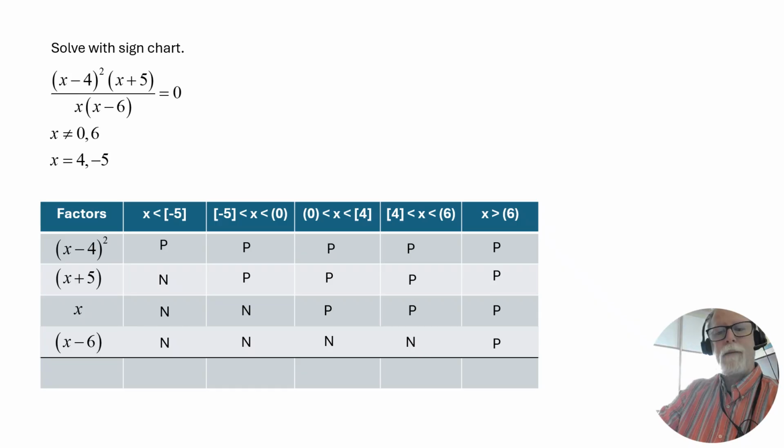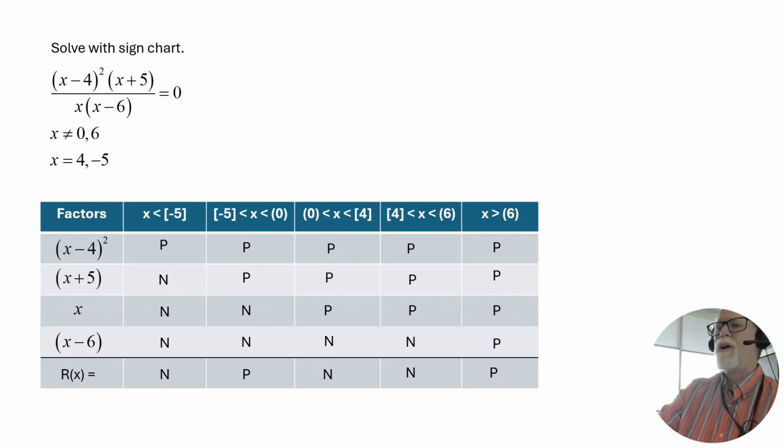Multiplied down through the column. If there's an odd number of negatives, then the result is negative, and if there's an even number of negatives, the result is positive. Like that. Super easy.